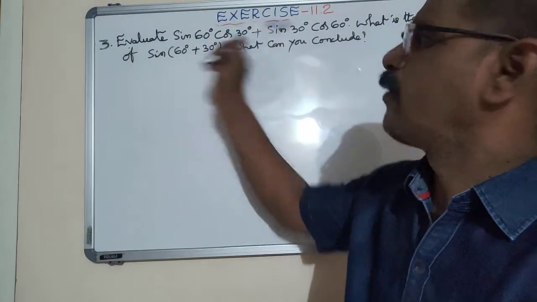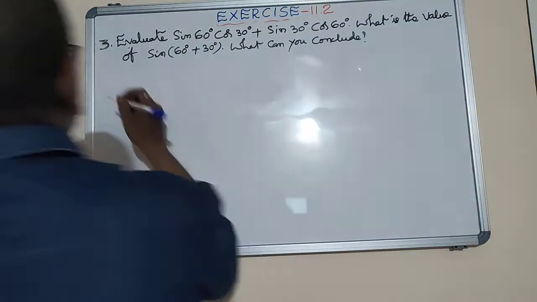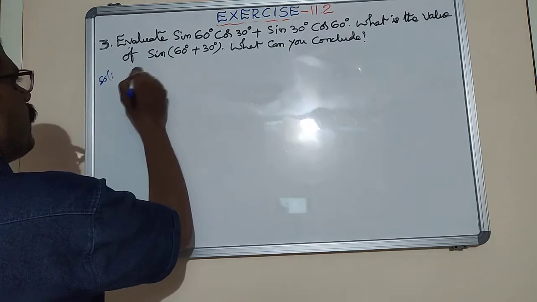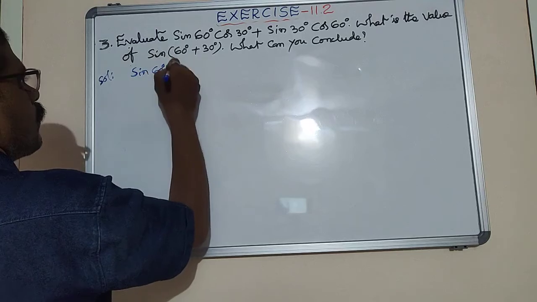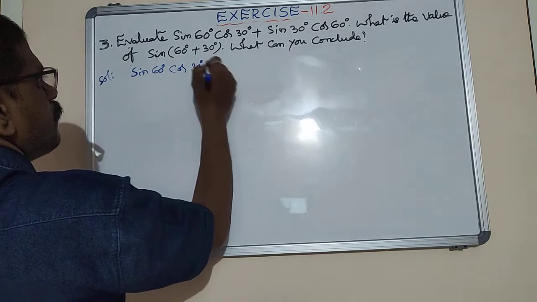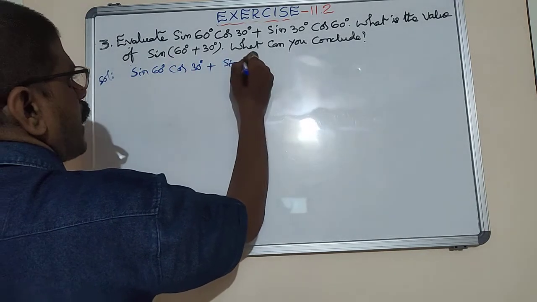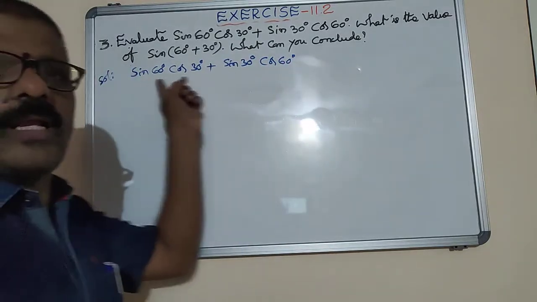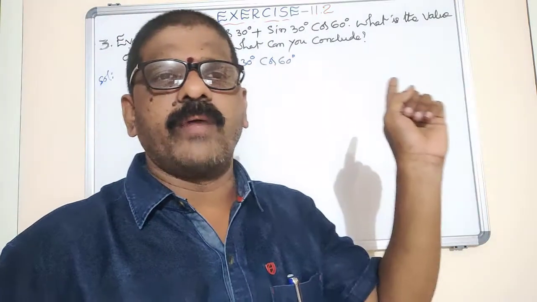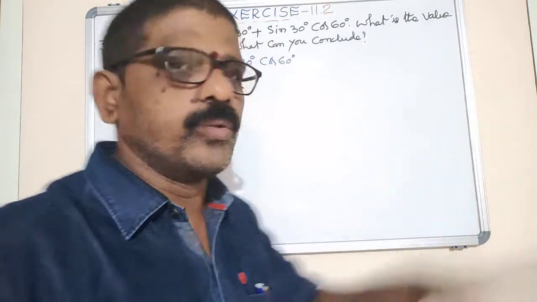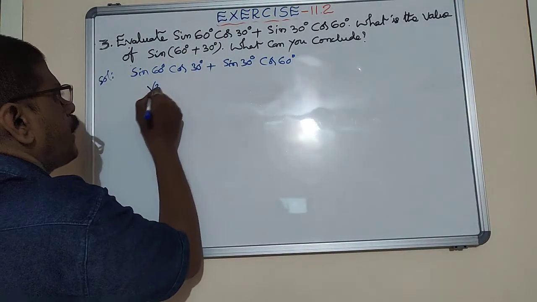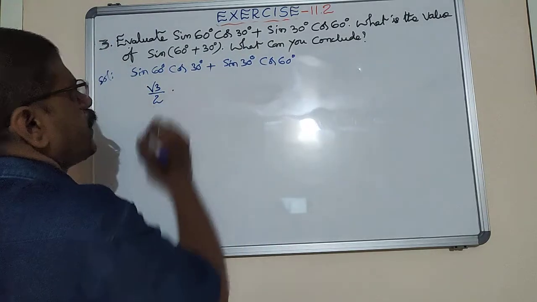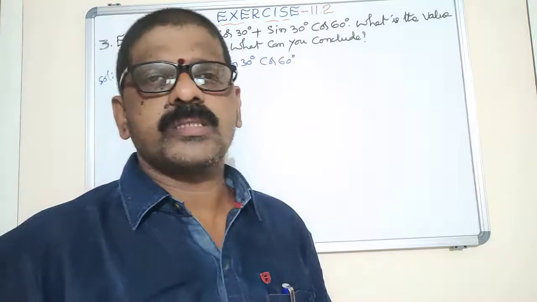Okay. Now first of all, you have to find the solution part. Sin 60 cos 30 degrees plus sin 30 degrees cos 60 degrees. What is the value of sin 60 degrees? We know that the value of sin 60 degrees is root 3 by 2. Now we replace root 3 by 2 into cos 30 value. What is the value of cos 30?